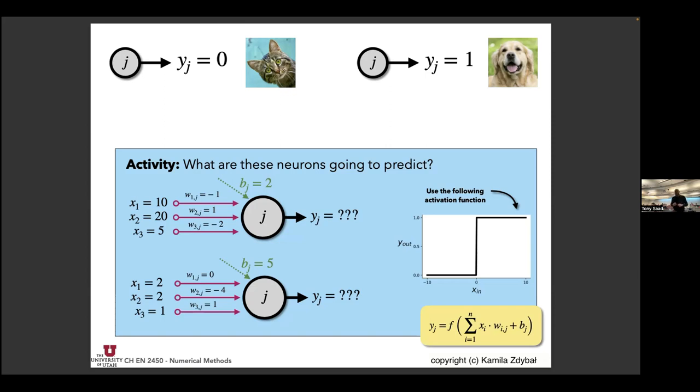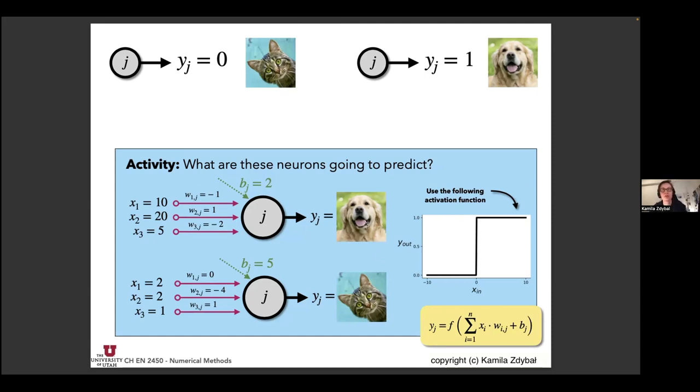Okay, so I think we're done with the activities. At least here's what I got: for the first Y_j, I had one, and for the second Y_j, I had zero. Same for Miles, right? Who else got that? Okay. Is that correct, Kamila? Yeah, I think so.